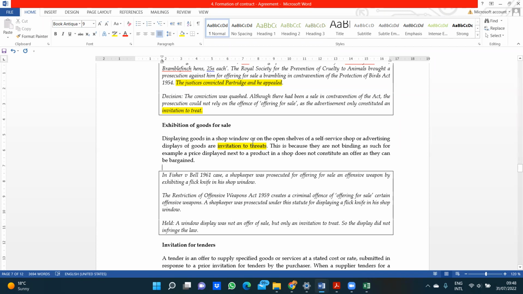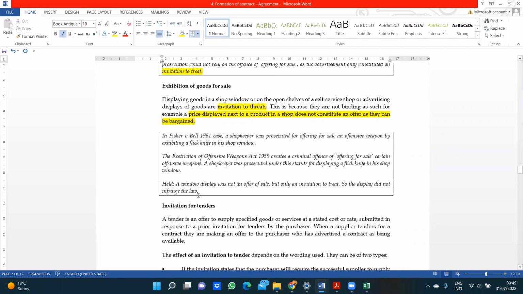Displaying goods on shelves, windows, advertising, or displays are invitations to treat. This is because they are not binding as such. For example, a price displayed next to a product does not constitute an offer as it can be bargained. This is what I just explained: the prices and goods that have been displayed can further be bargained.